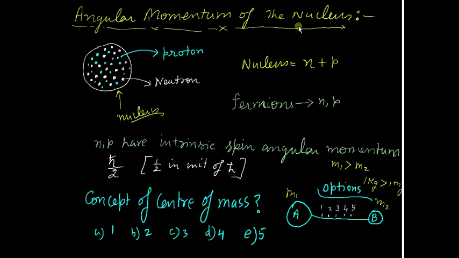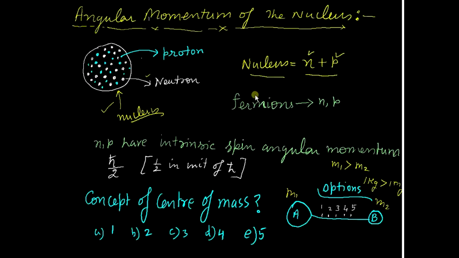I will discuss how one can determine the angular momentum of the nucleus. If you have the idea of angular momentum from atomic physics, you can understand it better in the same way. As you know, a nucleus is made of protons and neutrons. Here they symbolize protons and neutrons with color.